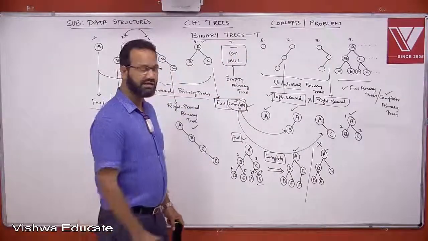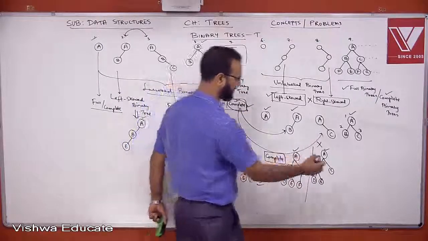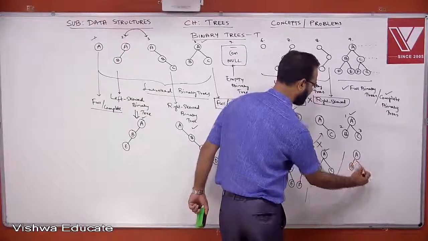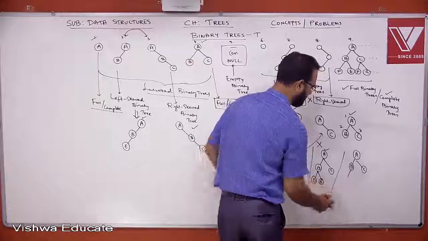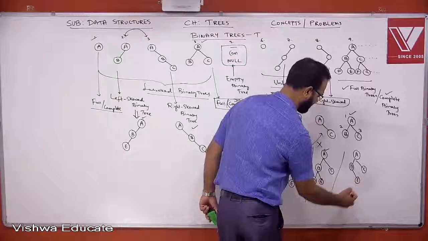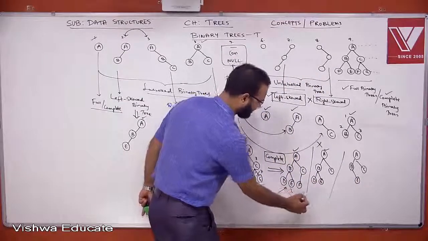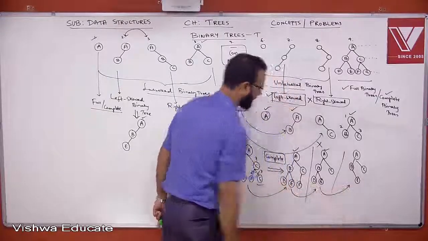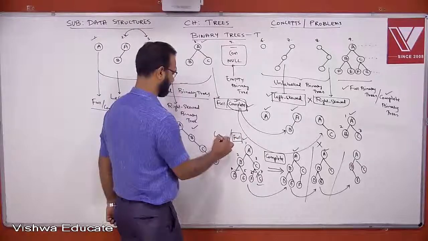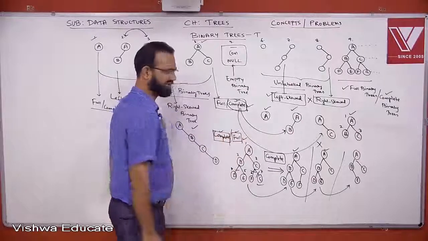If I now delete D, what would be the resultant tree? You will get A, followed by B, followed by C, then nothing on the left, and then a node E existing. This is derived from here, so you are deriving it from here to here, from here to here. Full as well as complete, these two are. Yes, true, full as well as complete.